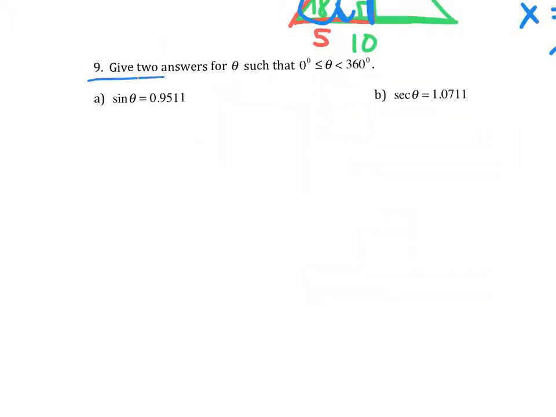Number 9 says give two answers for theta such that theta is between 0 and 360 degrees, meaning if you look at your unit circle, you want it to go from 0 to 360 degrees. Notice that the restrictions are given to you in degrees, so you need to be in degree mode.